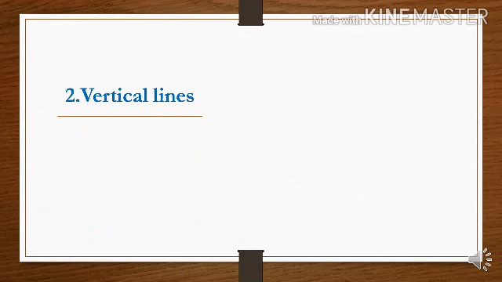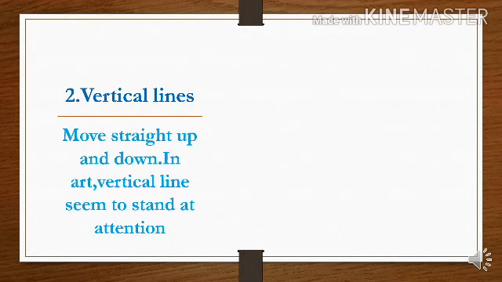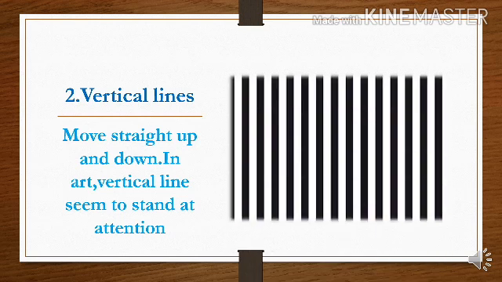Number 2. Vertical lines. Vertical lines move straight up and down. In art, vertical lines seem to stand at attention. Look at the picture. This is a vertical line example.